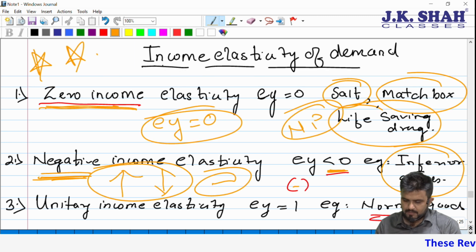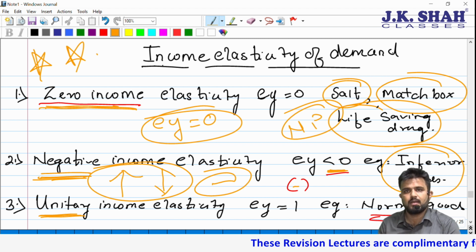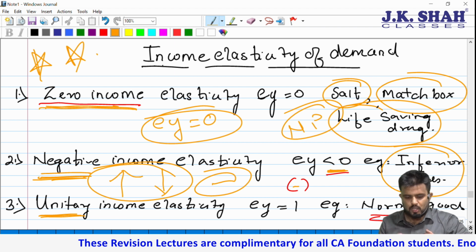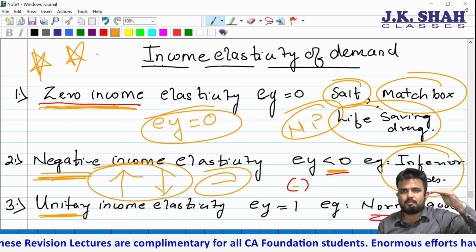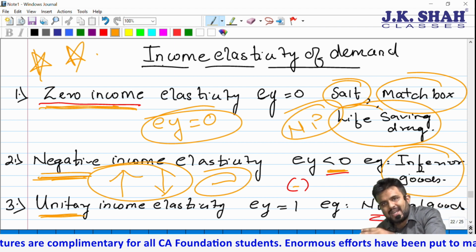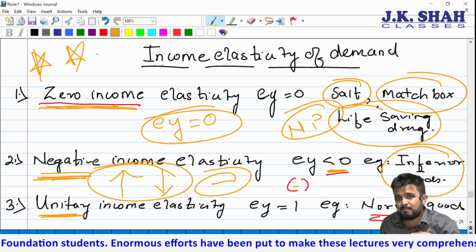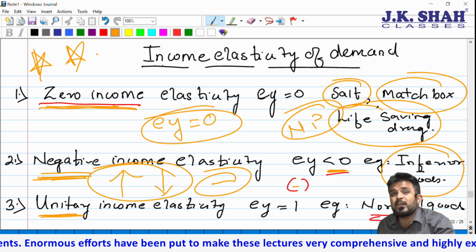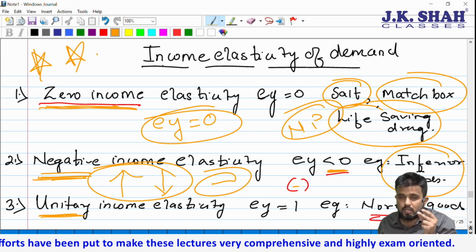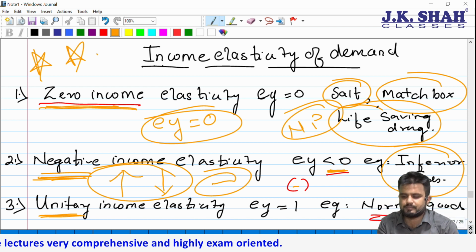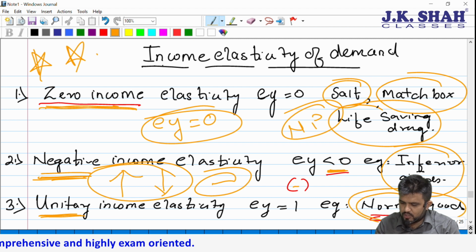Next comes unitary elastic, income elastic. EY equals to 1. Again, equal change. So your income increases, your income decreases, but whatever you are spending, that will remain same. Like if I am spending 10% of my income on buying milk, say example. So even if my income increases, even if my income decreases, my 10% will remain same. Normally seen on which goods? Normal goods.